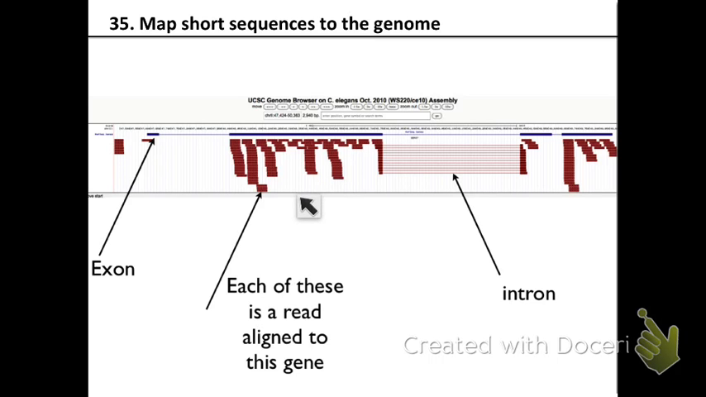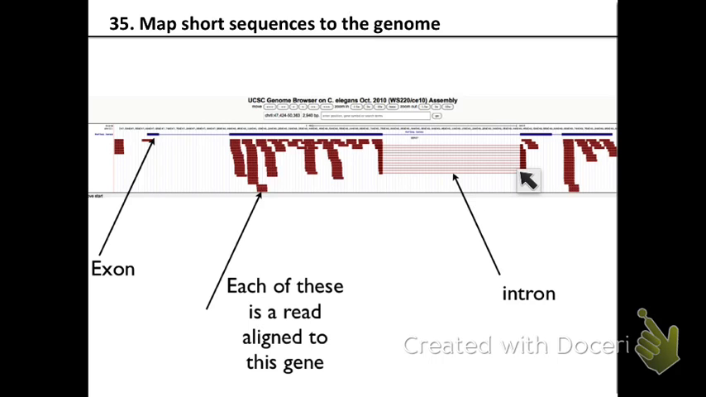So this is data from my lab, and we're looking at the alignment at a gene shown here. The dark regions are the exons, these little lines are the introns, and what you're going to see is that there are some reads aligning to this gene's exon, so it's expressed, right? And then you're going to see some reads that span the introns.